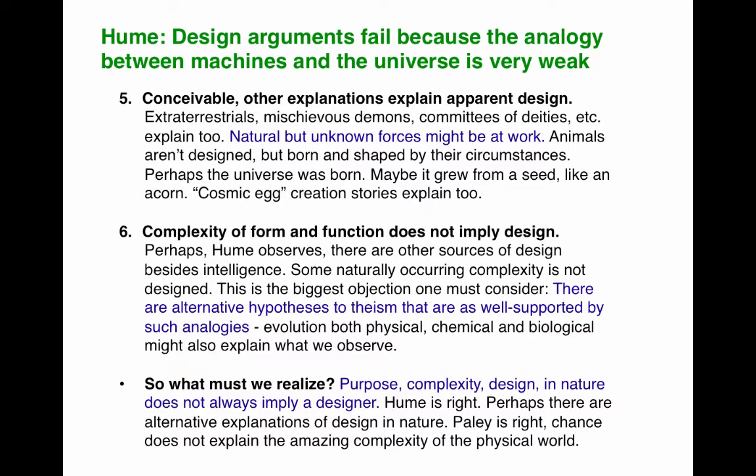Perhaps, Hume observes, there are other sources of design besides intelligence. Some naturally occurring complexity is not designed. This is the biggest objection one must consider. There are alternative hypotheses to theism that are as well supported by such analogies. Evolution, both physical, chemical, and biological, might also explain what we observe. So what must we realize?